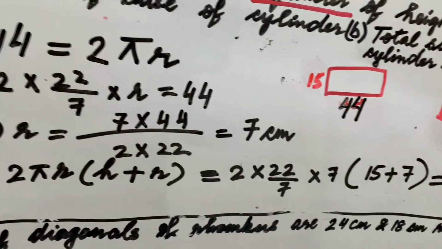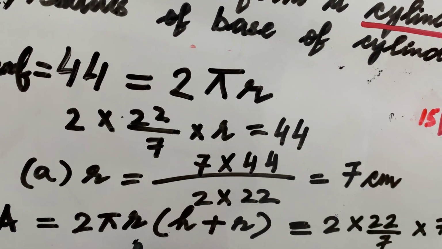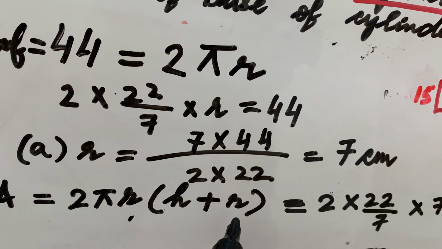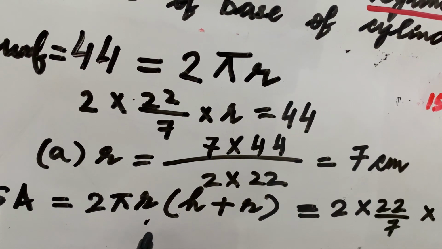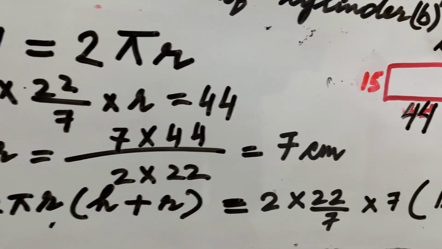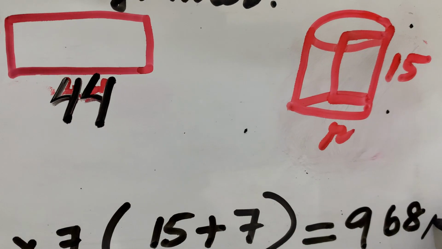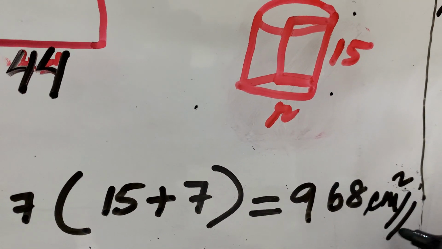What is the unit? The unit of r is centimeter. h plus r, h is in centimeter, r is in centimeter, so this whole thing will be in centimeter. Centimeter into centimeter gives centimeter square. So this is 968 centimeter square.